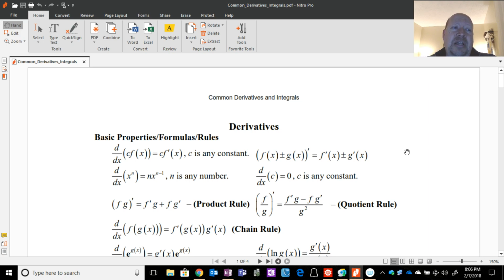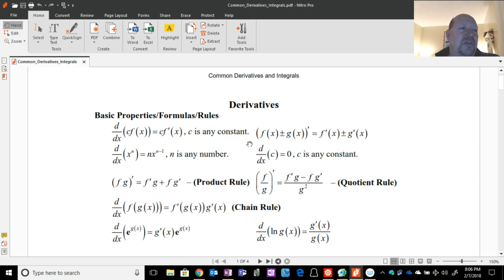And then getting into the formula sheet here, you will not have a copy of the formula sheet on the test. You'll have to have the formulas that we've covered so far, or the rules for differentiation, memorized. And I want to go over those with you real quick, just which ones those are.